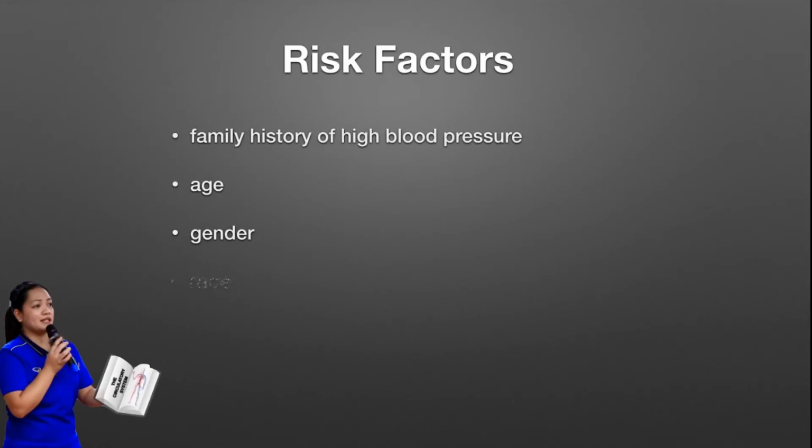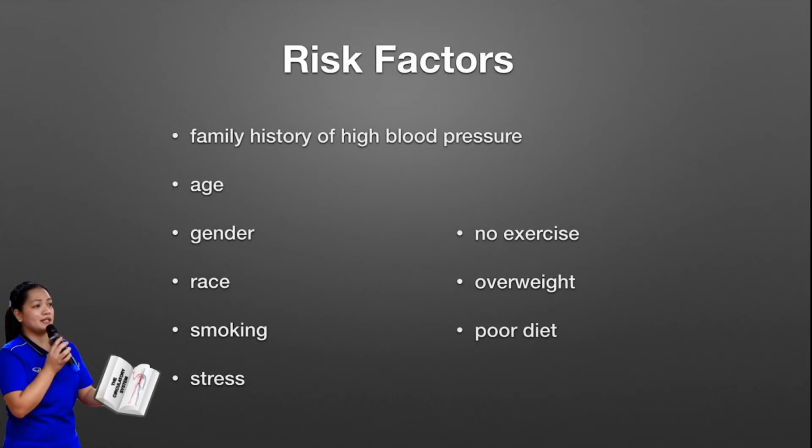Race: the higher blood pressure levels of African Americans are associated with higher rates of stroke and congestive heart failure. That's why changes in our lifestyle are very important. Other risk factors include smoking, stress, not getting much sleep or having disturbed sleep, no exercise, being overweight, and poor diet: you eat too much salt and do not eat enough fruit and vegetables. You drink too much alcohol or coffee or other caffeine-based drinks.